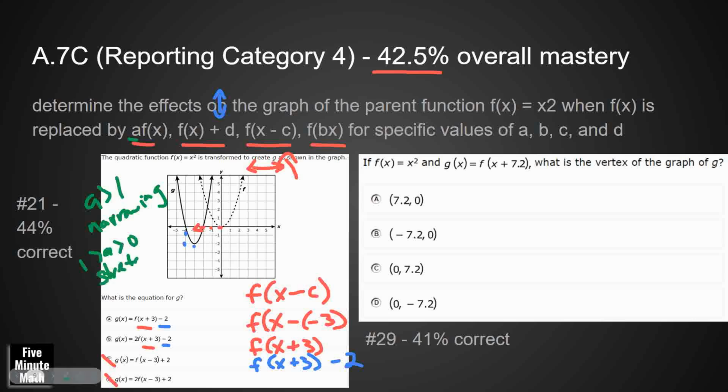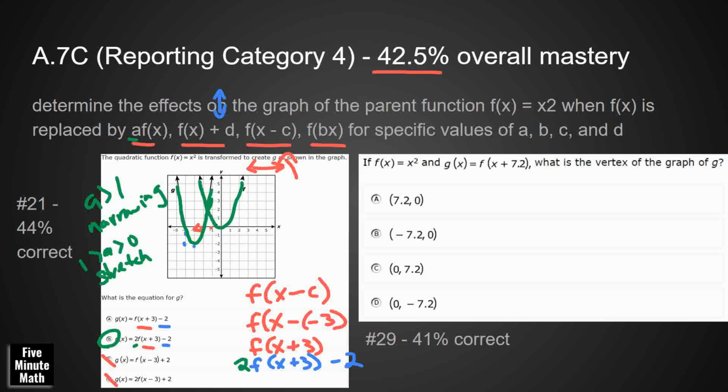So in this case, what's happening with our child function? Well, it's narrowing a little bit. It used to be kind of big like this, but now it's kind of brought in a little bit. And so we can see that B actually has that 2 as the coefficient. So that is going to be our correct answer. We had to get 2f and then x plus 3 minus 2. 3 of the 4 possible transformations were in number 21.